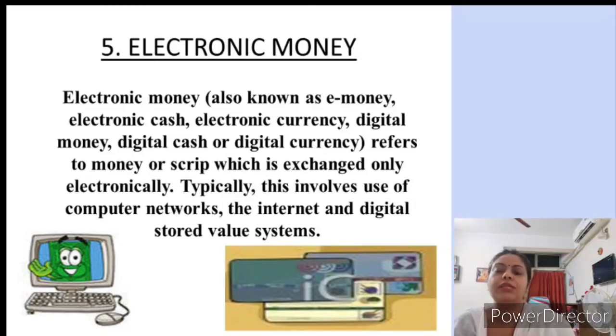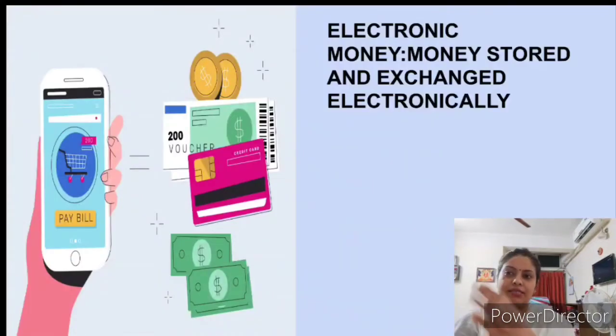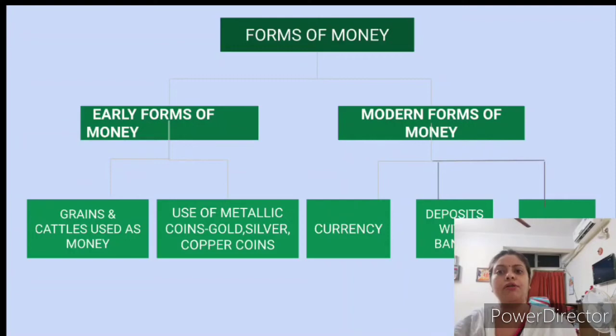Everything happens with the use of computer network via internet, where value is stored from one computer to other, or one mobile to another. Okay, now that's what I was talking about. You transfer money using your debit card, your credit card, or any other vouchers, electronic vouchers or mobile apps. So money is stored and exchanged electronically. So that is how money has evolved, and this is what you see right now. But these are all modern forms of money.